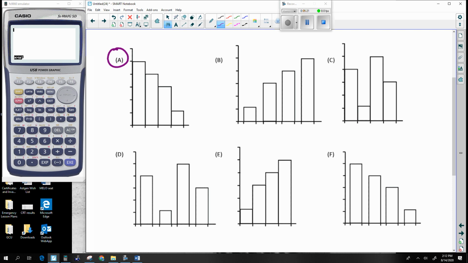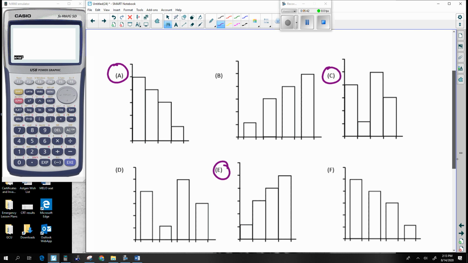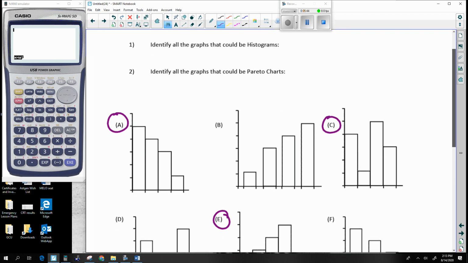C is a histogram. Those bars touch and they can go up and down. D is not a histogram. Those bars don't touch. E is a histogram. Those bars touch and they can go up and down. F is not a histogram because they don't touch. So for a histogram, the bars have to touch. The histogram answers were A, C, and E.